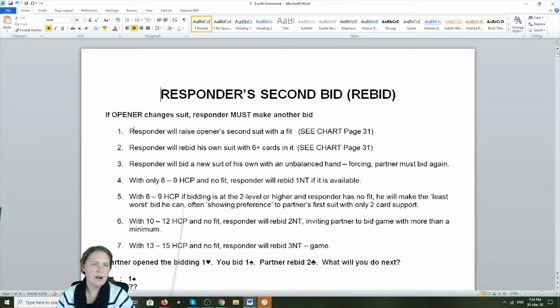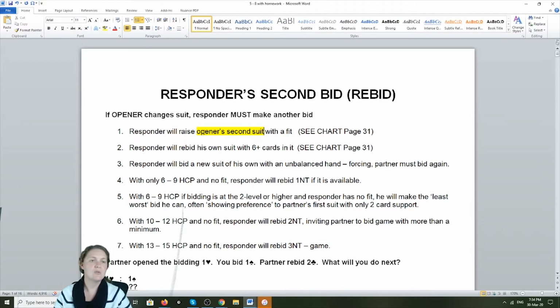So our first priority, and you're probably starting to get a sense of this, if you've got a fit with your partner, you must raise them. Now, a key thing here is that they've talked about if opener has bid a second suit. What this means is that they've called a suit that wasn't the same as their first suit. So their first suit might have been hearts, and then the second suit they bid might have been clubs or diamonds. But the key part, they've bid a different suit and they haven't raised us as well.